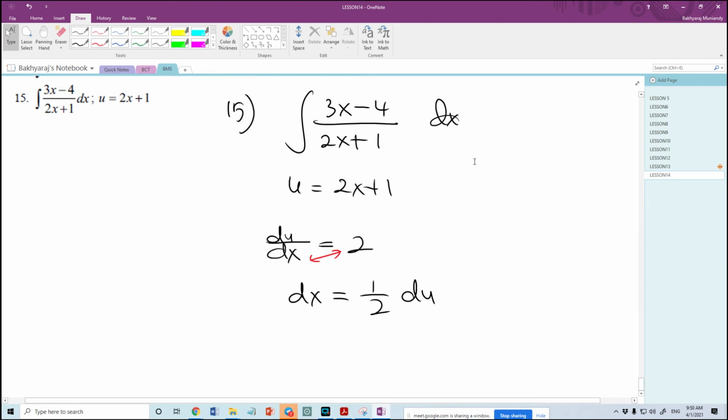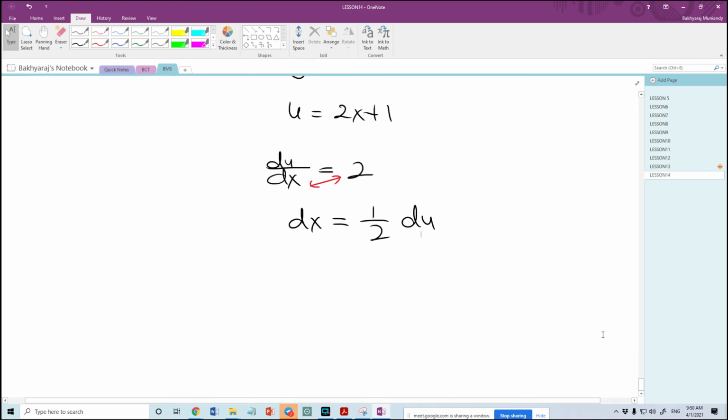Okay, next I do substitution. Put everything into the formula: integrate 3x minus 4 divided by u, times 1 over 2 du. Now the problem is what? Now the problem is you still have x. Look, there is still x. There's still x there, so we need to cancel this x by substitution.